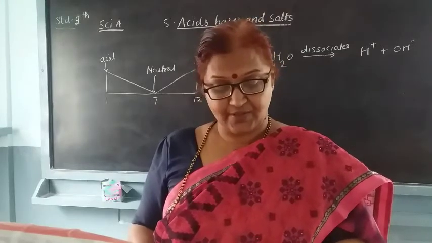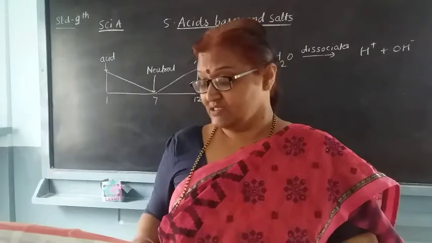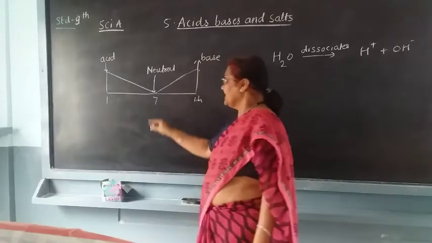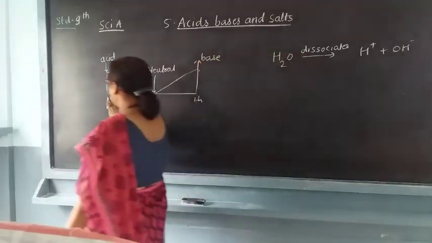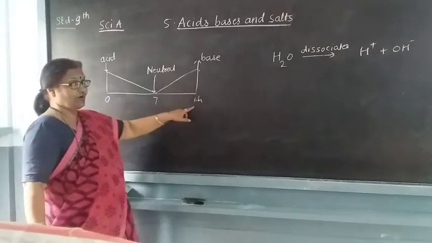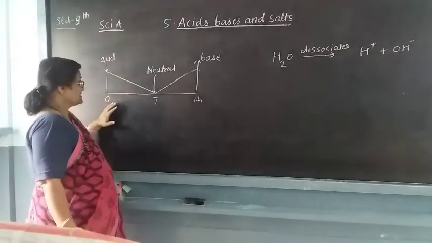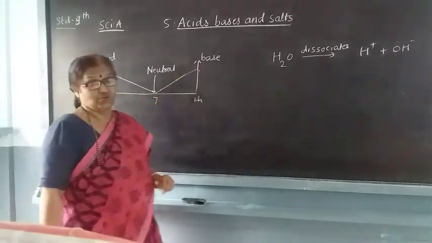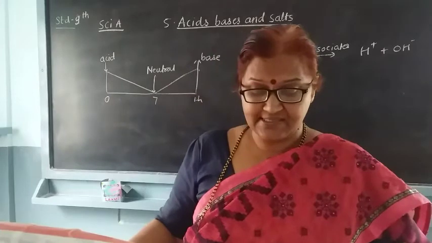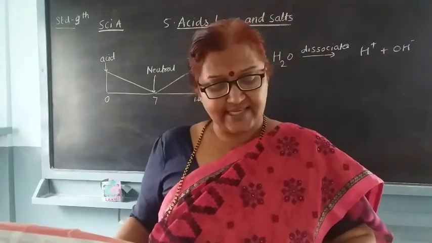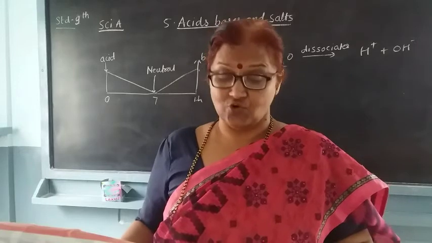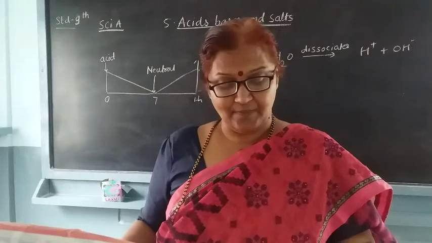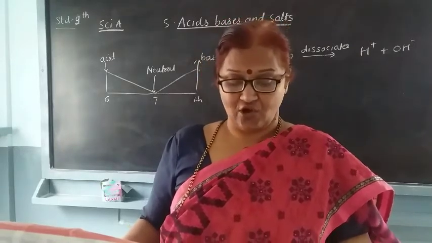The pH of a solution varies from 0 to 14. So this is not 12, this is 14. That means less than 7 is acidic, more than 7 up to 14 is basic, and 7 is neutral. So these are the pH scales. In the pH scale, the pH of a solution varies from 0 to 14 in accordance with the strength of the acid or base. So there is a variation of pH.